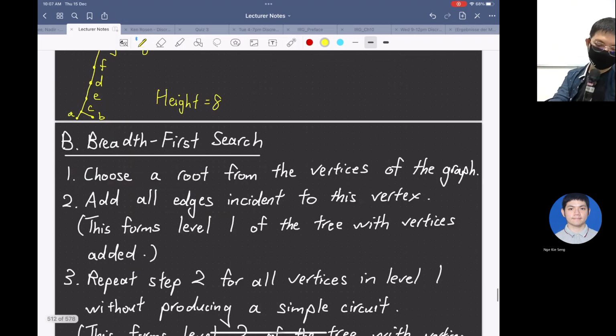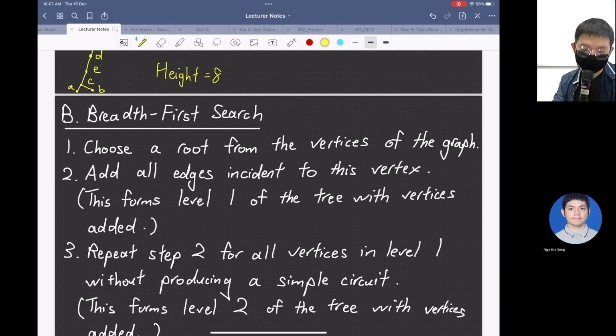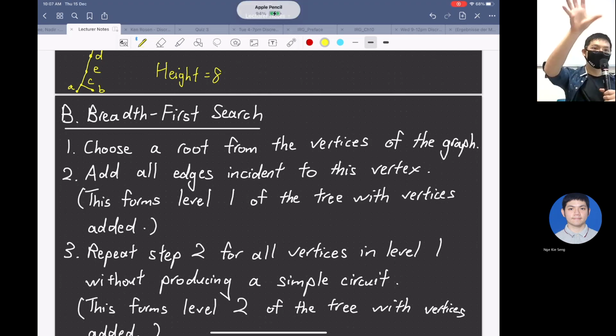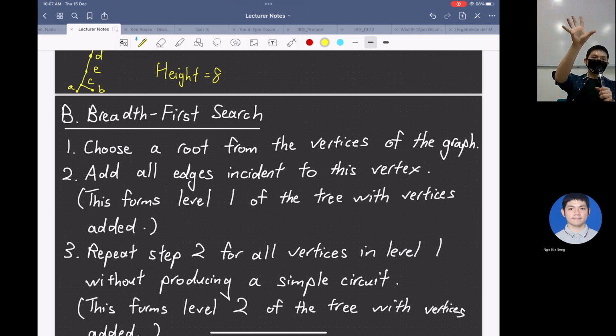Next is called the breadth first search. Not breakfast, breadth first. So breadth is the wide. How wide is it? Breadth. Just now it's deep. Depth: how deep, not how wide. Breadth first.